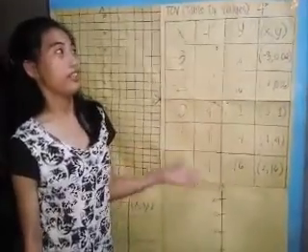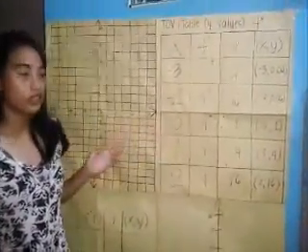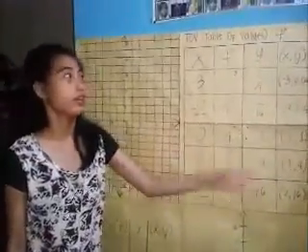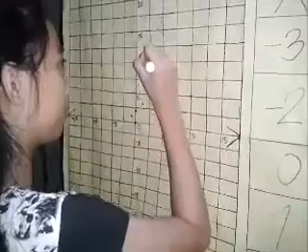Nakompleto na natin ang ating table of values. Now, let's proceed for the graph. We're going to plot all the coordinates that we get in the table of values.